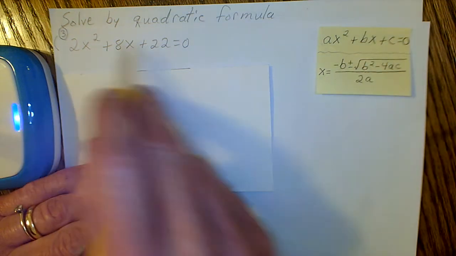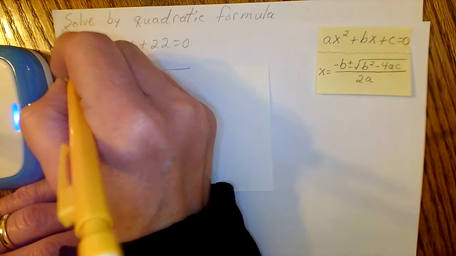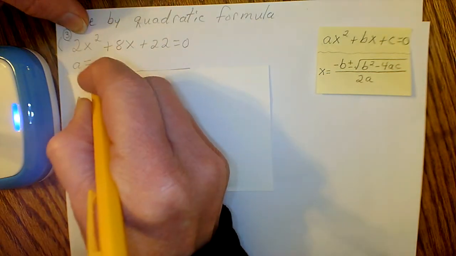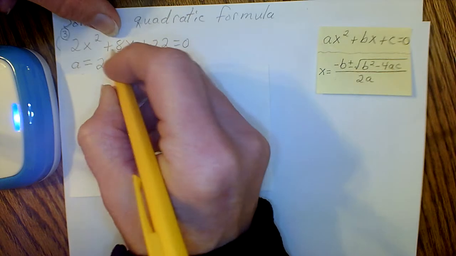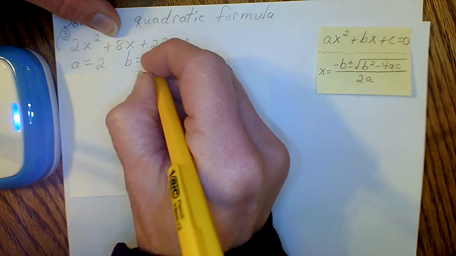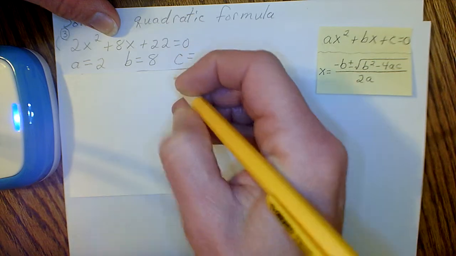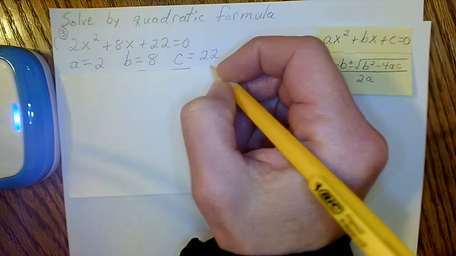0, and it is. And so now we can pick out our a, b, and c. So a on this one is what we're multiplying by x squared. That's a 2. It's our coefficient of x squared. B is the coefficient of x. That means the number you're multiplying by x. That's a positive 8. And c is going to be the constant at the end. And so that's a 22 in this problem.